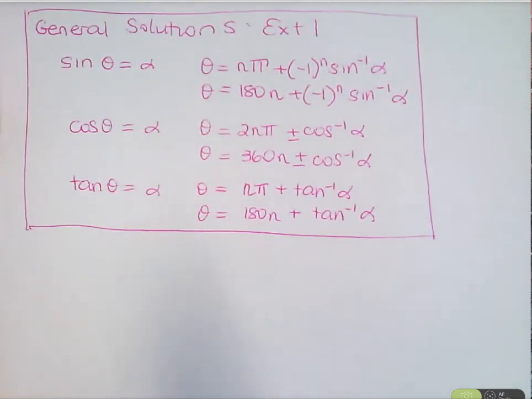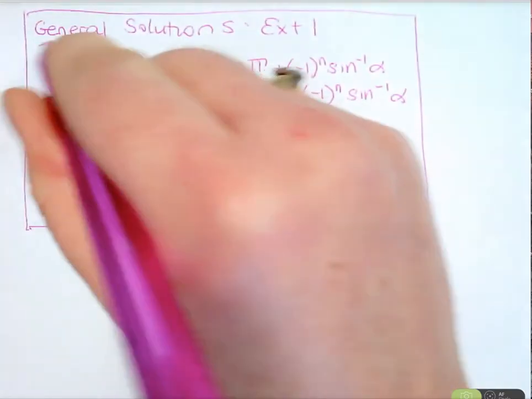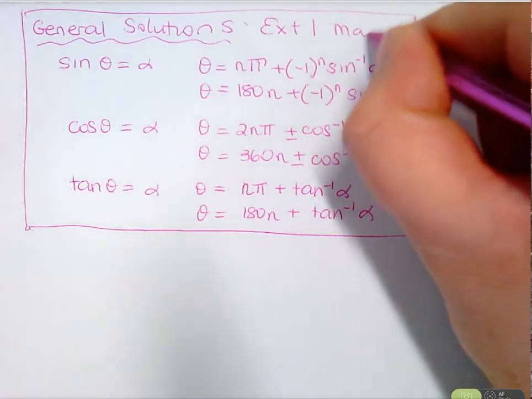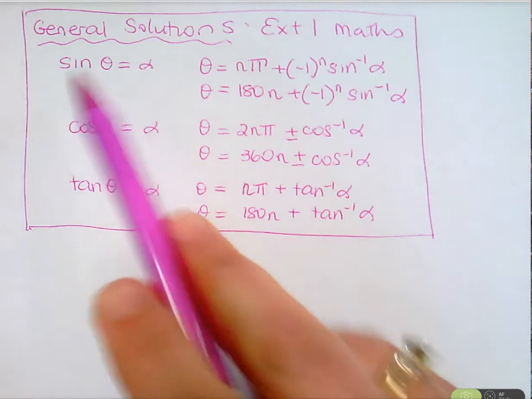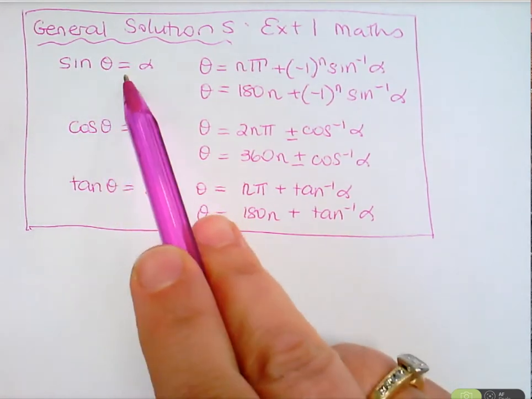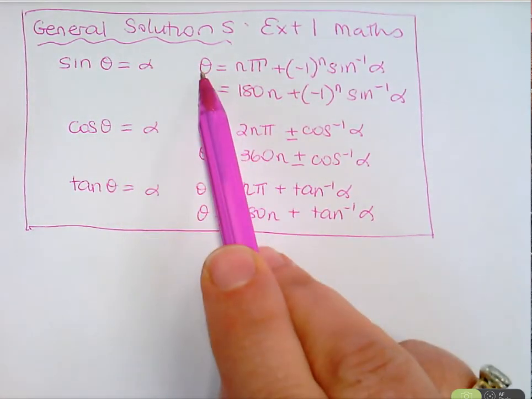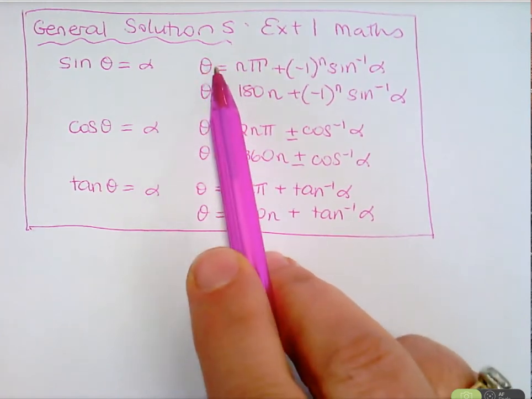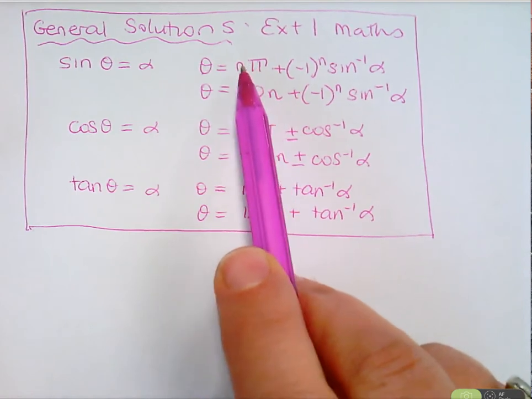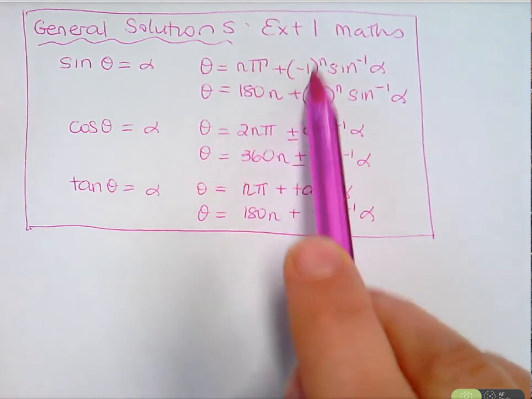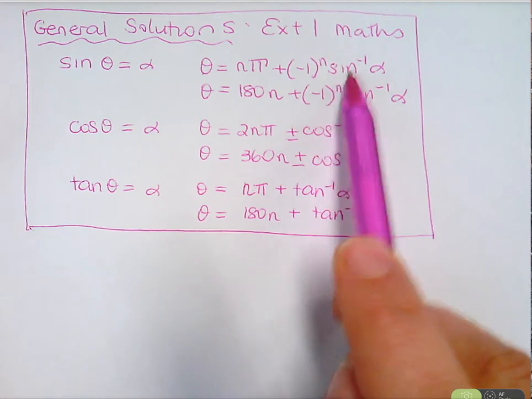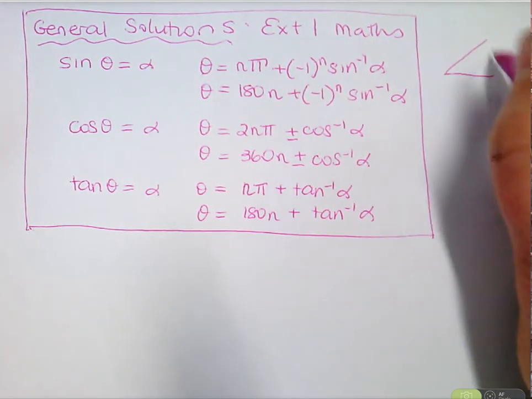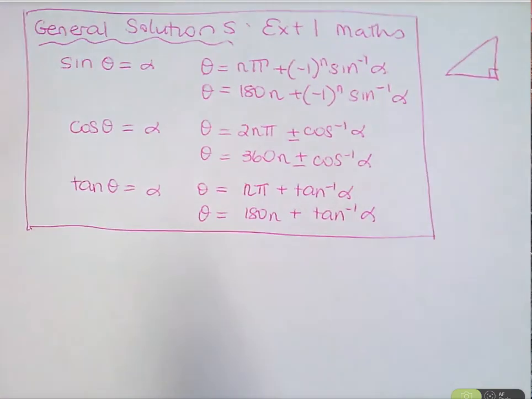Okay, this is just a little video tutorial on general solutions for the Extension 1 Mathematics course. Now on your formula sheet you have the following. If sine theta equals alpha, then the general solution for theta, in other words all the possible values of theta, will be pi times n plus -1 to the power of n, and then the sine to the -1 of alpha. Now this sine to the -1 of alpha bit means the following.